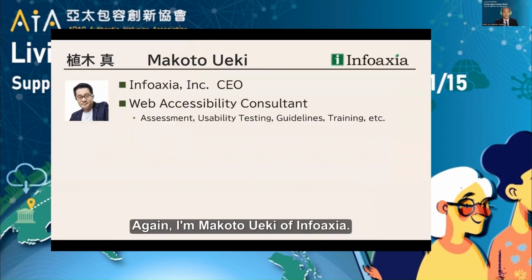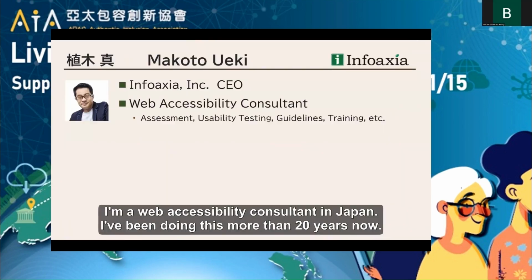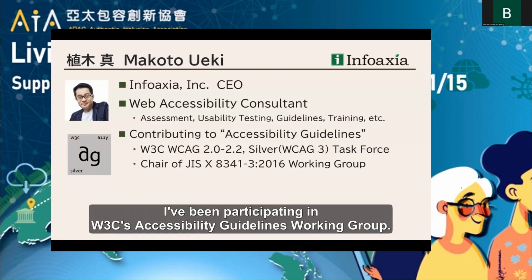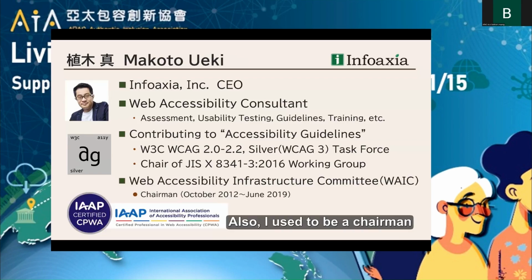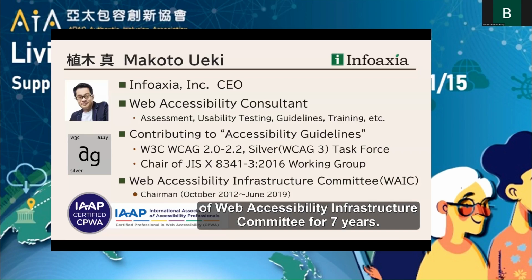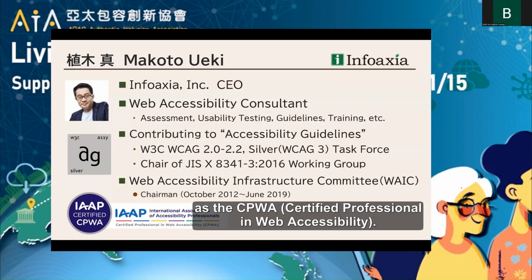Again, I'm Makoto Ueki of Infoaxia. I'm a web accessibility consultant in Japan. I've been doing this more than 20 years now. I've been participating in W3C's Accessibility Guideline Working Group, and I was a chair of the working group for the latest version of the Japanese National Standard. I used to be a chairman of Web Accessibility Infrastructure Committee for 7 years, and I was the first Japanese person who got certified from IWAP as the certified professional in web accessibility.